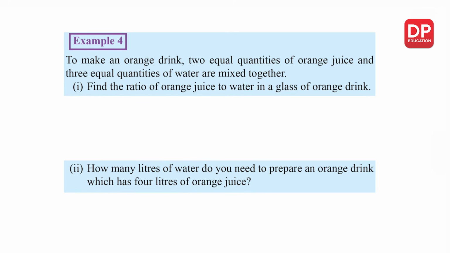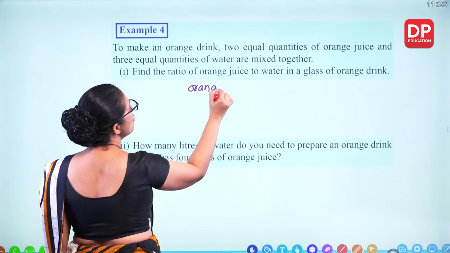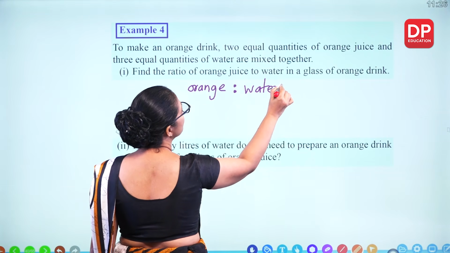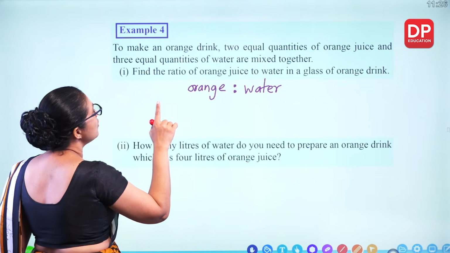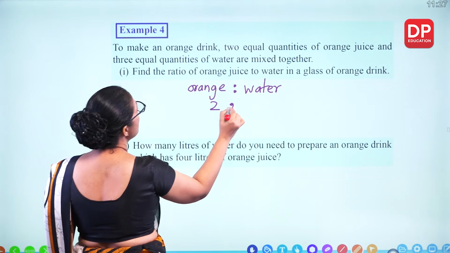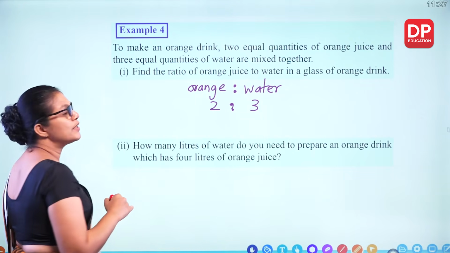Example 4. To make an orange drink, 2 equal quantities of orange juice and 3 equal quantities of water are mixed together. Find the ratio of orange juice to water. So orange juice to water. So you need 2 equal quantities of orange with 3 equal quantities of water. So 2:3.